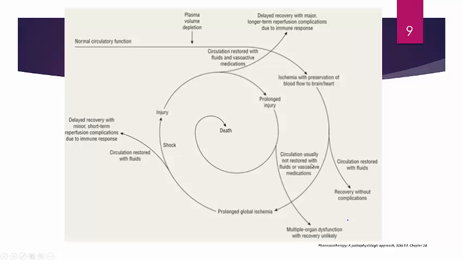Now, because your circulation is still not restored, then you get a prolonged global ischemia. So essentially, your whole body is lacking oxygen because it's not able to get oxygen properly from the blood that potentially may be lost, or the plasma that may be lost. Now, as a result of that, you may continue giving fluids and may have circulation restored after that point, but you may have delayed recovery.